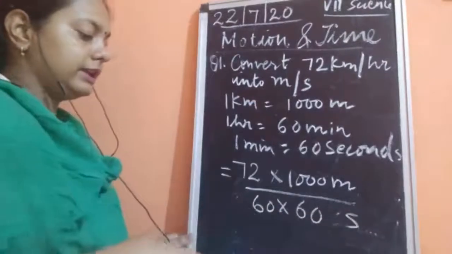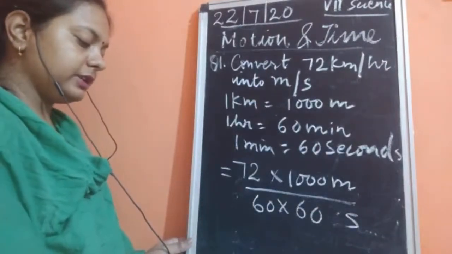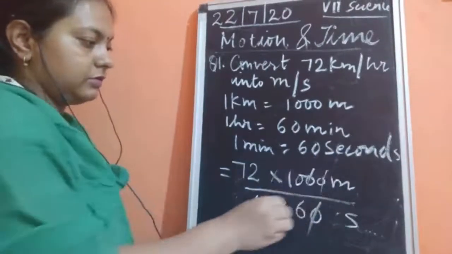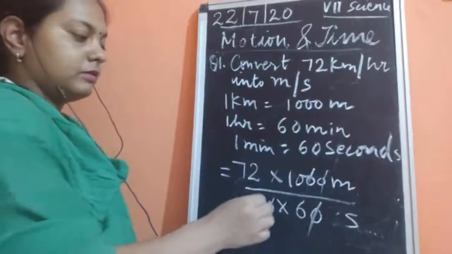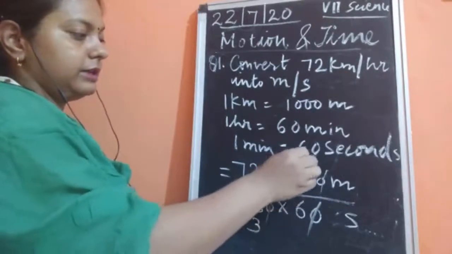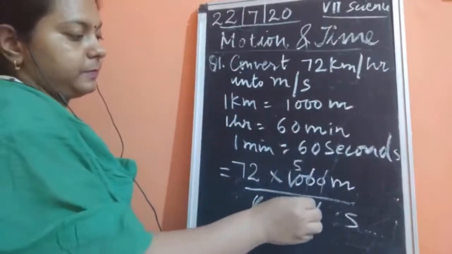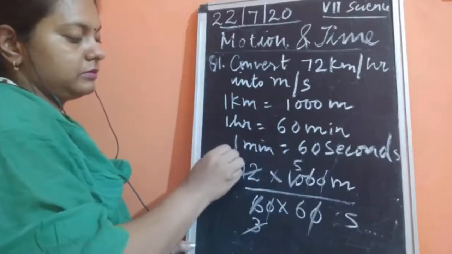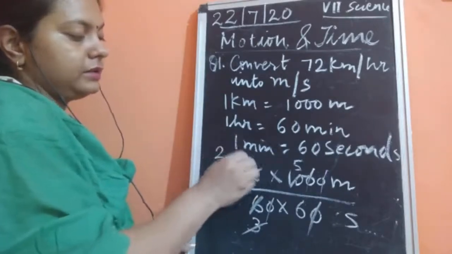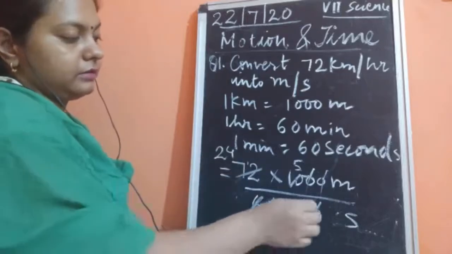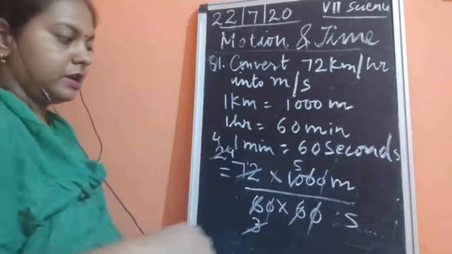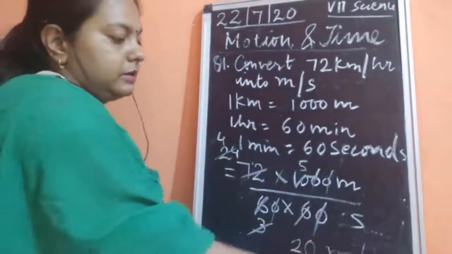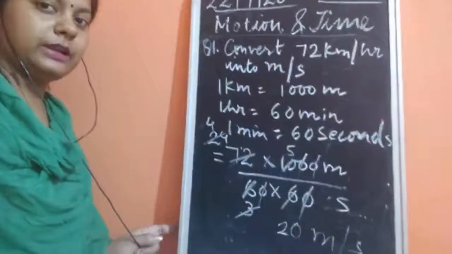Now we can cancel this. How are you going to cancel? You will cancel this and then you will find out the answer. So this is 0, this is 0. Calculate it. How much are you going to get? Then 1 carry here. After that 6 4s. So this is 4 into 5, that is equal to 20 meter per second. So the answer would be 20 meter per second.